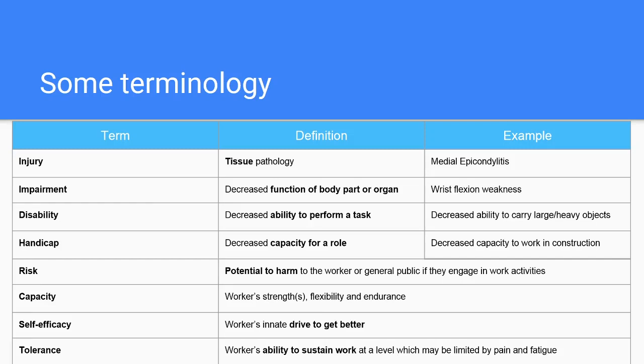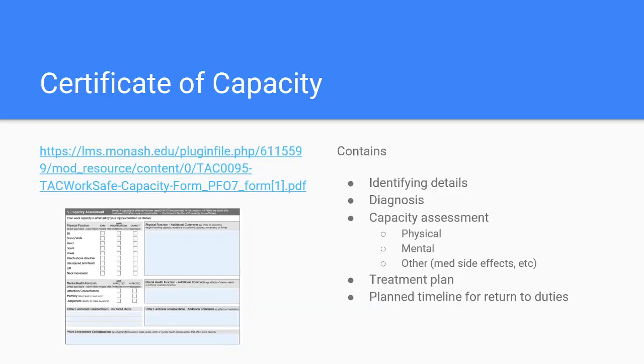The other thing is self-efficacy, and that's how they feel about getting better and their drive to get better, because that can impact when they return to work and whether or not they'd want to. In terms of tolerance, it's sort of the endurance. So it's their ability to sustain work, and initially when people return to work, their tolerance might be low, which is why we graduate a return to work to build the tolerance back up again.